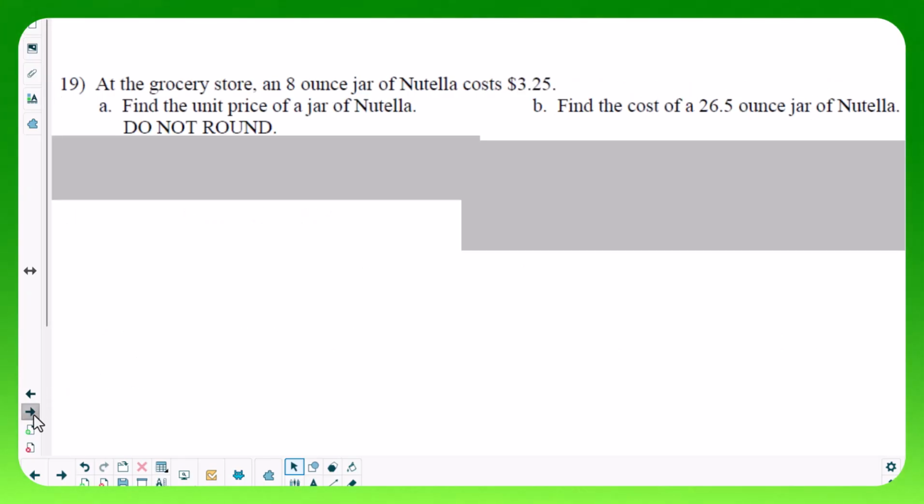All right, number 19, luckily I did cover this one up. Somehow I forgot that other one. We'll have to go back and fix that at some point.